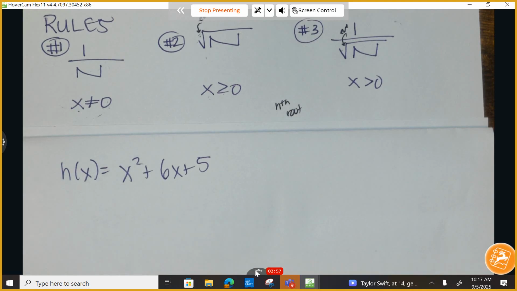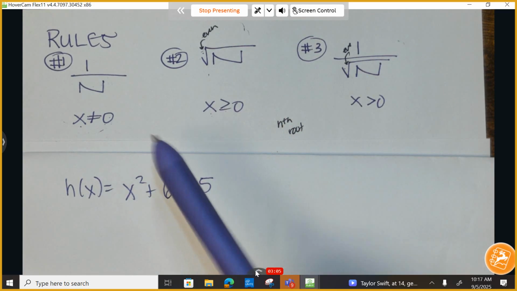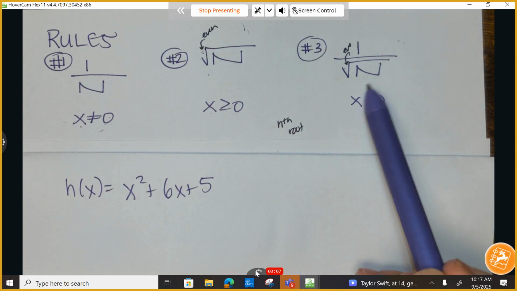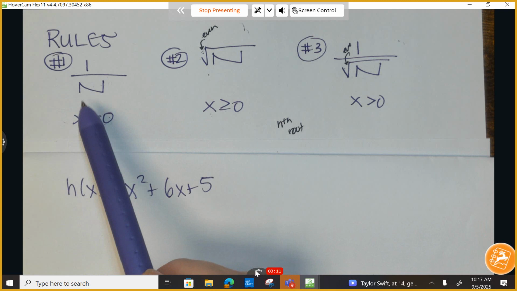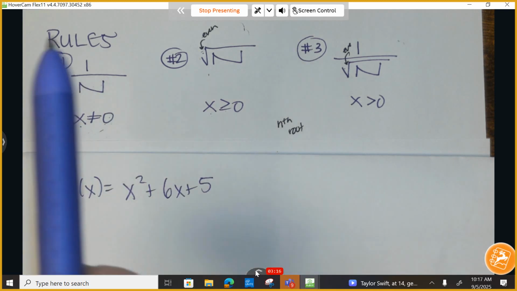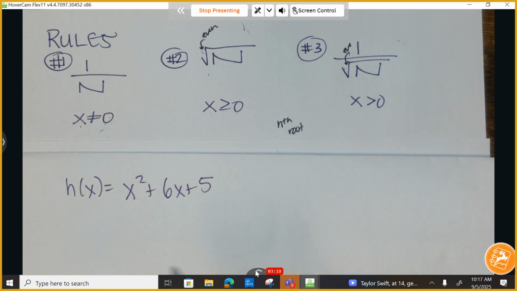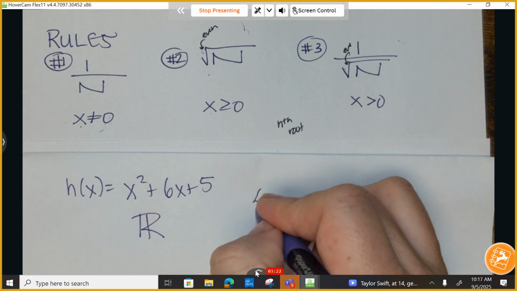Example number 3, it's a little tricky. So how do you go about assessing what rule you need to apply? Here's how I think of it. Is there any radical? There's no radical within this function, so I can eliminate applying Rule 2 or 3. Rule 1 says we only apply Rule 1 if there's a variable in the denominator. Well, there's no variable in the denominator, so I'm not going to apply Rule 1, 2, or 3, which means there's no restrictions to what you plug in. All real numbers.